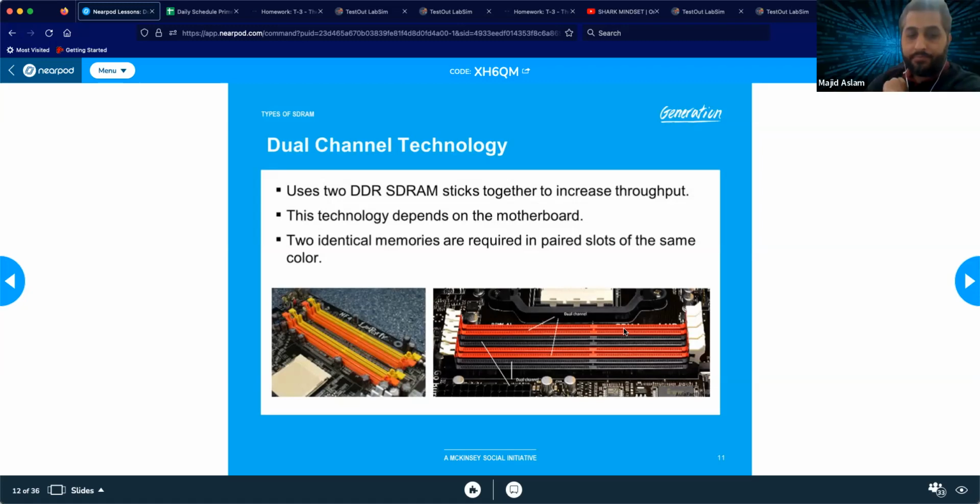Yes. So if I had triple channel, typically it wouldn't be a 4-bank motherboard, it would be a 6-bank. So they would have the capability of putting 6 RAM modules in there. Triple channel would use 3 memory modules together as a single unit. And then quad channel would use 4 RAM sticks as a single unit.